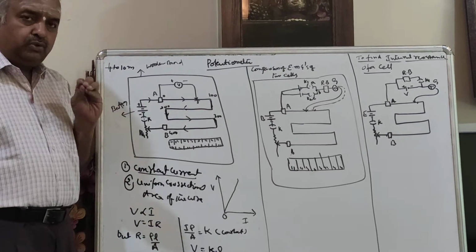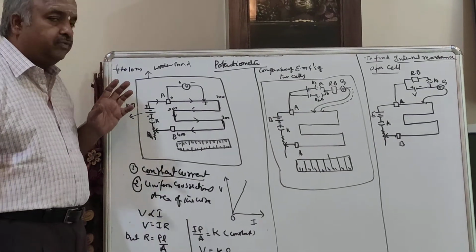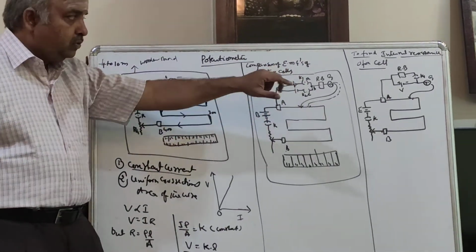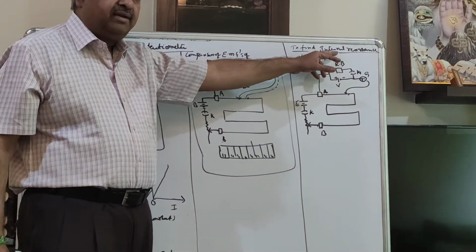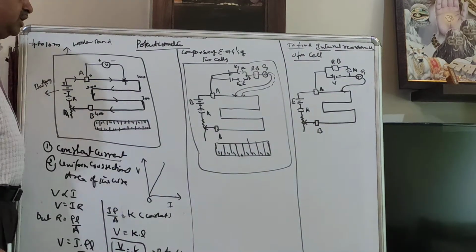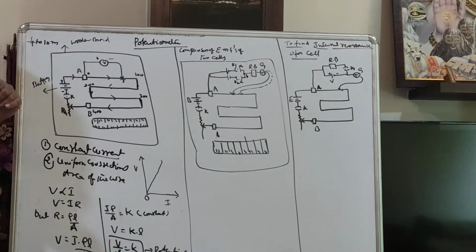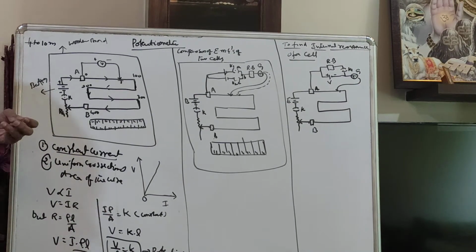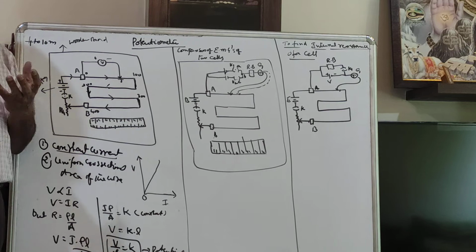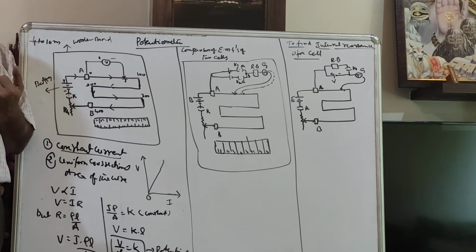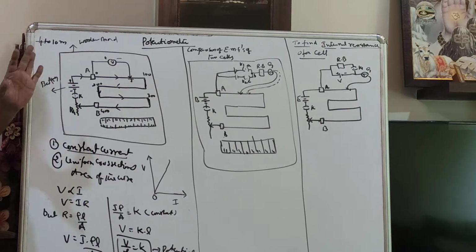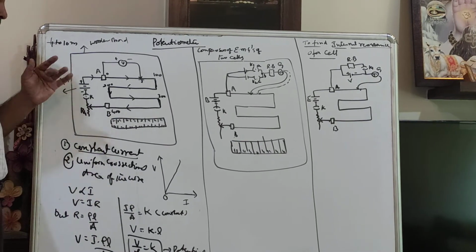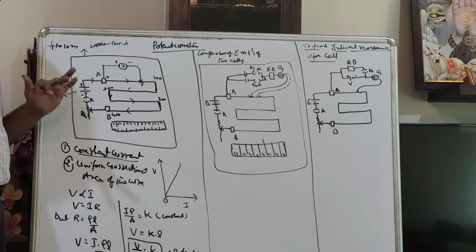Now, what is the use of a potentiometer? Number one, comparing the EMF of two cells. Number two, finding the internal resistance of a cell. So, how can we compare the EMF of two cells? And one more important thing, why do we prefer a potentiometer over a voltmeter? A voltmeter draws current from the circuit, whereas a potentiometer does not draw any current from the cell. That is why we prefer the potentiometer over the voltmeter.